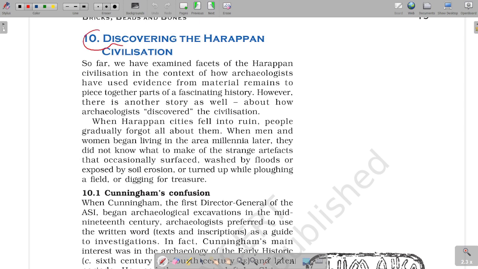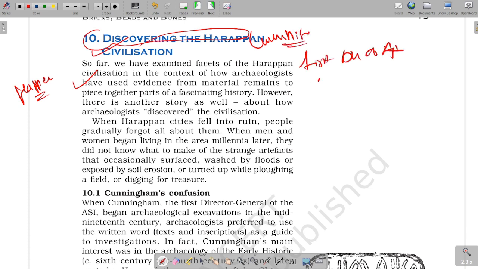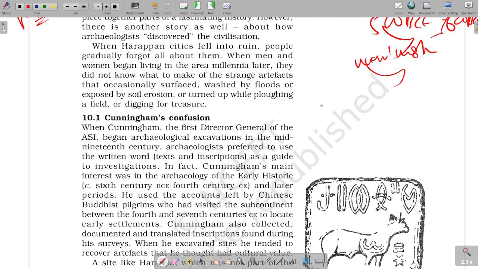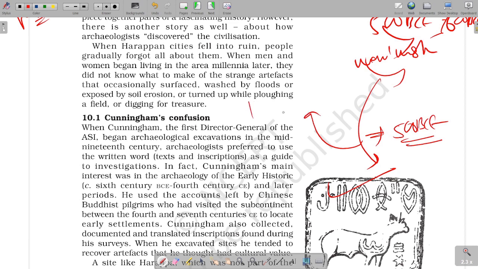Now, the discovery of Harappan civilization. How did this discovery happen? Guys, see, Cunningham, first Director General of ASI in the 19th century CE, had a major interest in 500 BCE to 600 BCE, that is, the Mauryan Magadhan Empire rule era. So after the discovery of the bull seal by him, he expected it to be of 500 BCE, but didn't realize that it was much older than this.